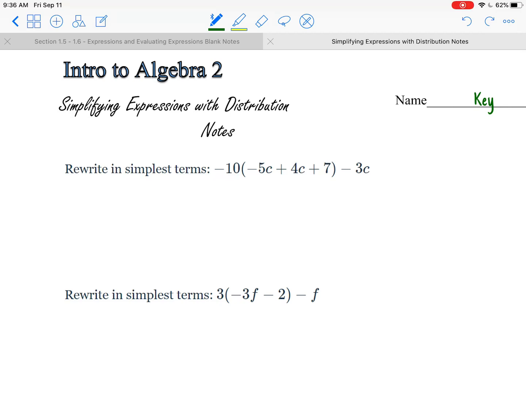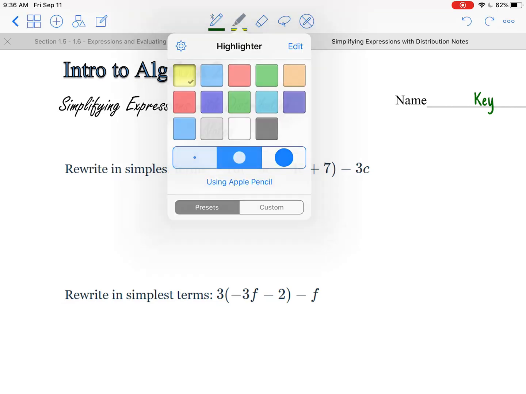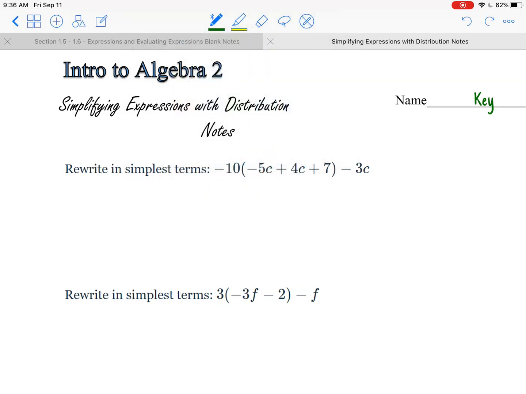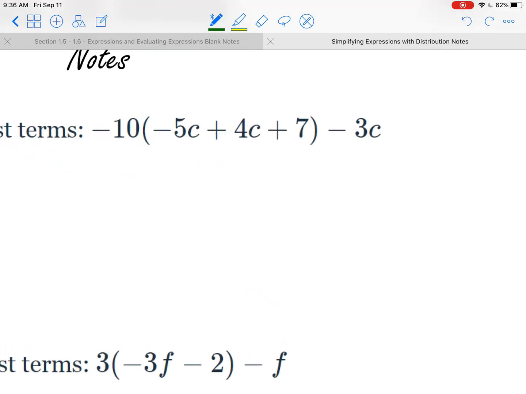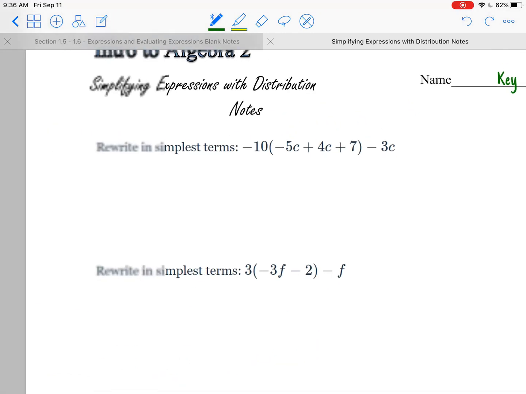All right, so today we're just going to talk about how you simplify an expression by using the distributive property, or as this says, with distribution, okay? So basically all we're doing, we're not even solving today. We're just trying to simplify expressions, and we're going to practice with the distributive property, which can be a little tricky at times, especially with negative numbers. So let's look at our first example here.